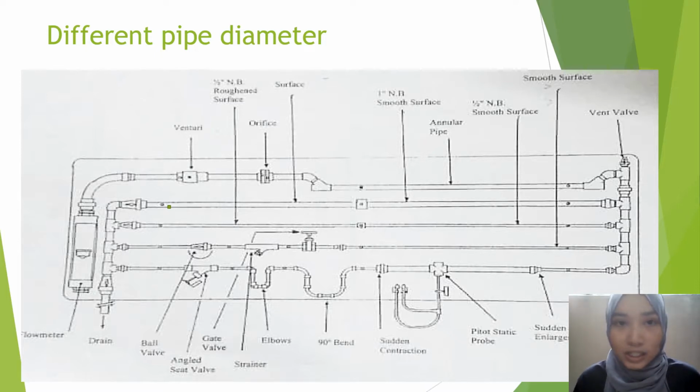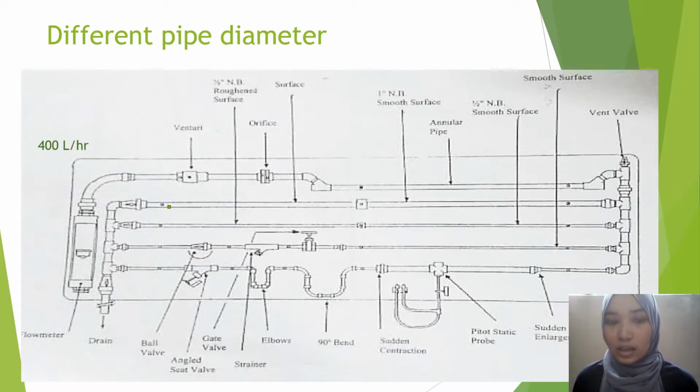First, make sure the water supply is turned on to measure the water flow through the apparatus. Next, the vent valve is opened to let out the air bubbles trapped in the water flow. Next, the angle slip valve needs to be closed. The same goes for the ball valve. For this first part of the experiment, we use different diameters of pipe but the same type of pipe. We compare between the 1 inch smooth surface and the half-inch smooth surface.